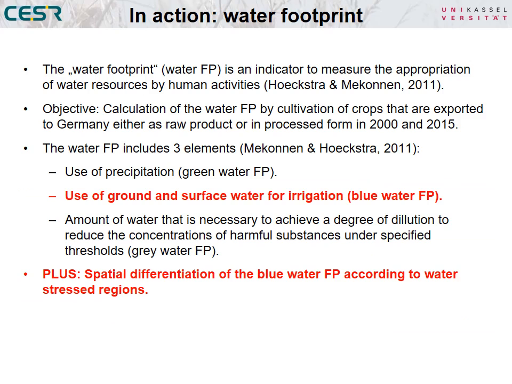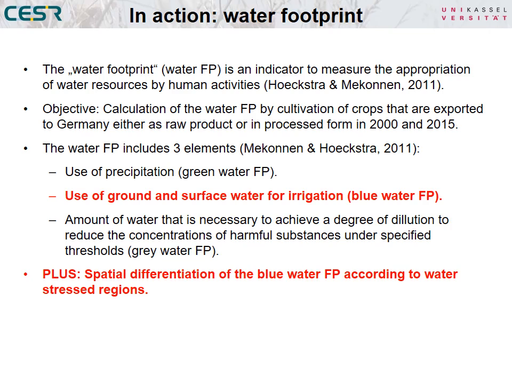So now let's look how a typical study with this framework is set up. As an example, we've chosen a simplified version of the water footprint. So first, some basics about a water footprint. This water footprint is an indicator to measure the appropriation of water resources by human activities. It was first developed by Hoekstra and Mekonnen in 2011. The objective is the calculation of the water footprint by cultivation of crops that are exported to Germany either as raw product or in processed form in 2000 and 2050. This means we have this component of temporal change also in it.